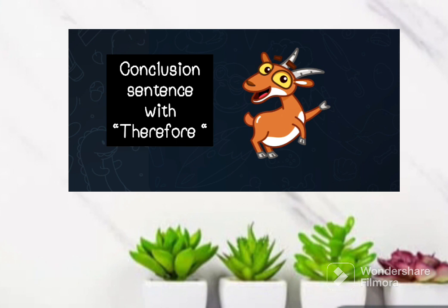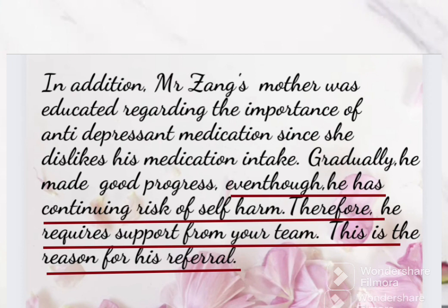The next one, I'm telling you regarding the usage of therefore. Therefore also we have to keep it in mind. It is used for active management. Here you can write, gradually he made good progress even though he has continuing risk of self-harm. Self-harm is persisting. Still the patient has some problem with self-harm. Maybe there is a chance for self-harm again. Therefore, he requires support from your team. This is the reason for his referral. Okay, so therefore also we are using for negative impact. There is a problem that exists. Active management is needed.